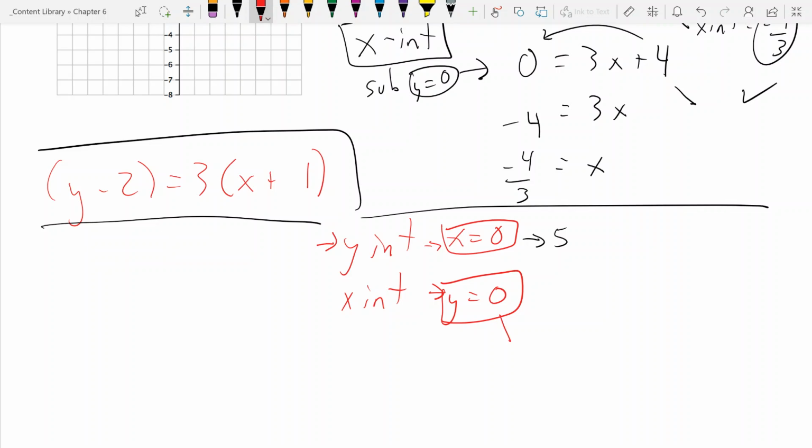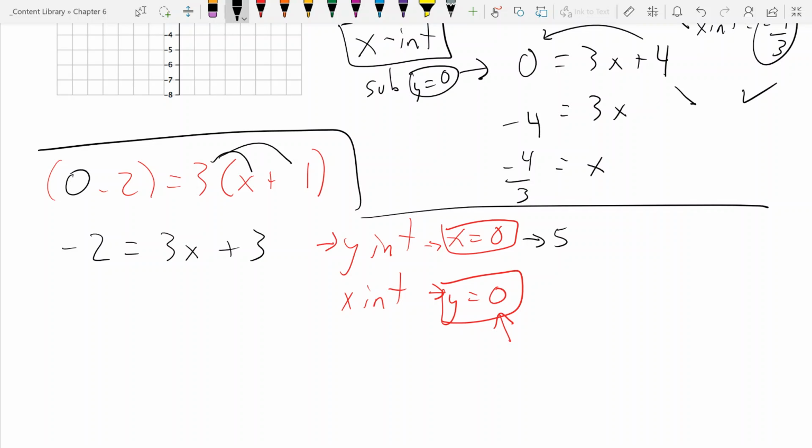And now we're going to do it again, but we're going to sub y equals 0. So we'll put the 0 there for y. Put a 0 there. That's going to become -2. It's equal to 3x plus 3. Be careful when you're doing distributive property, it multiplies by both. Sorry, let's do this. Let's move the 3 to this side. -2 minus 3 equals 3x. -5 equals 3x. Divide both sides by 3. That's an ugly 5. Cool. So in this case, our x-intercept was -5/3.